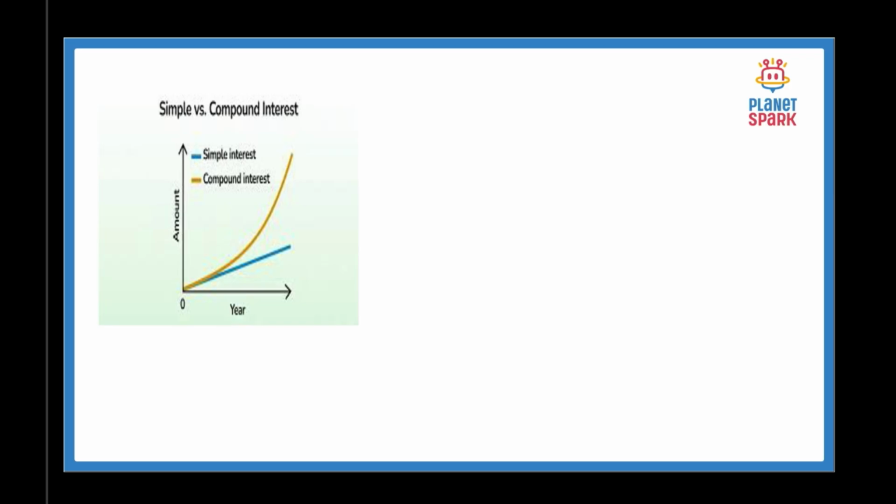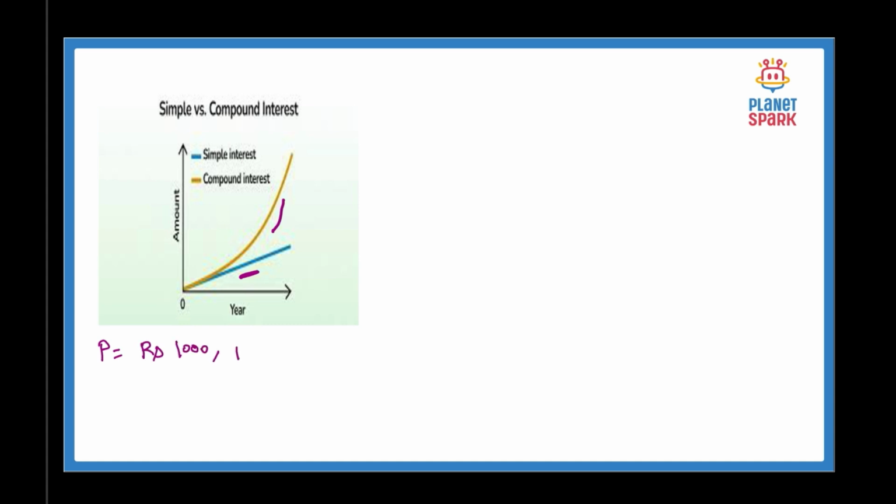Now, what is the difference between simple interest and compound interest? Looking at the graph over here, you can see the simple interest, the blue line, is increasing at a very slow rate, but compound interest, the yellow line, is increasing at a very great rate. It's increasing faster than simple interest. Let's take the help of an example and understand this.